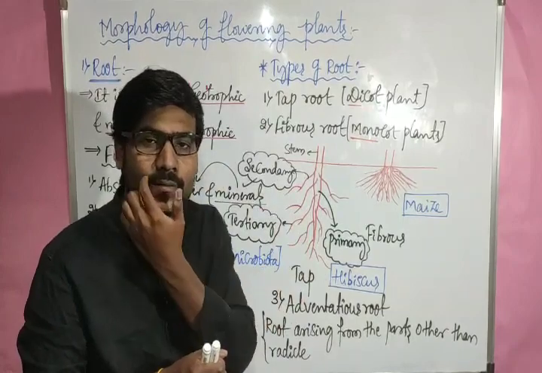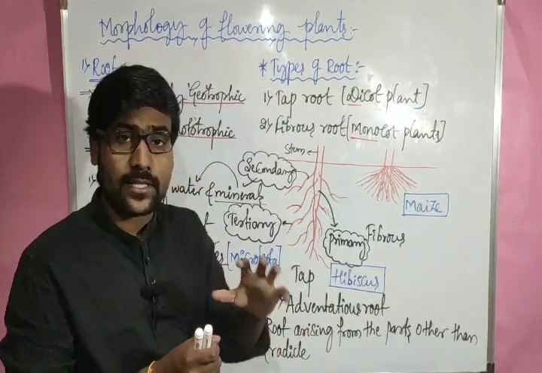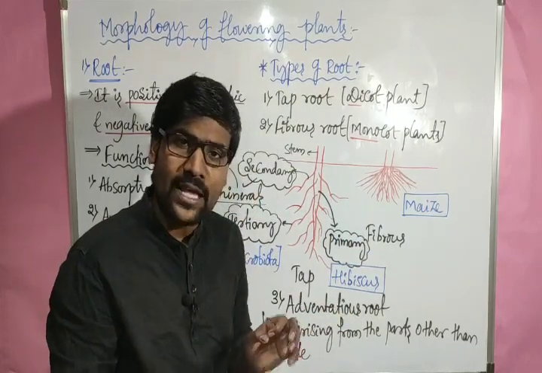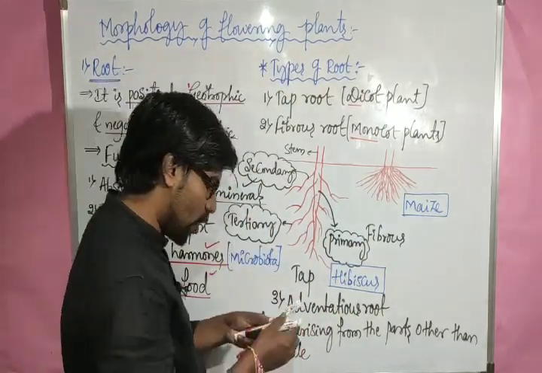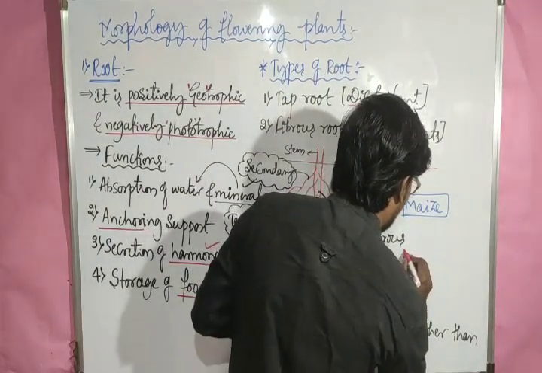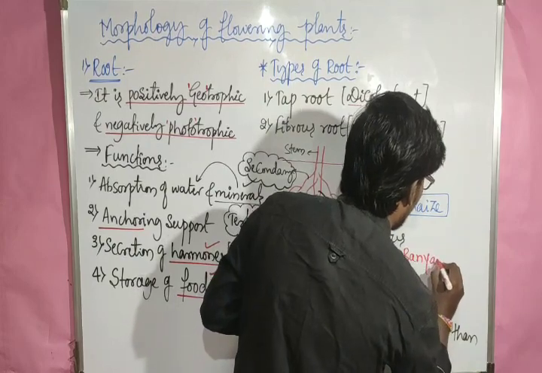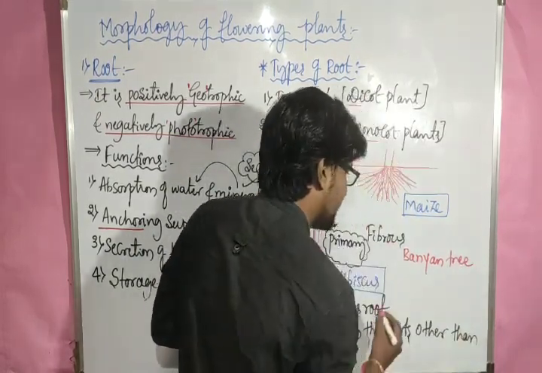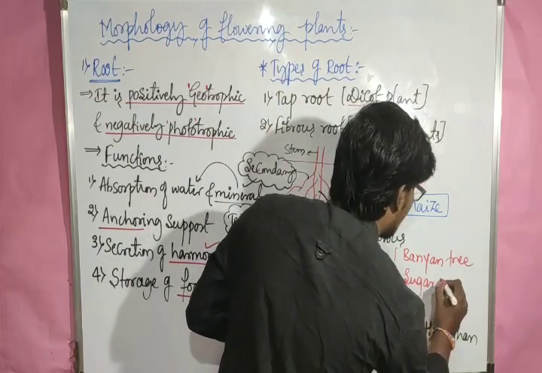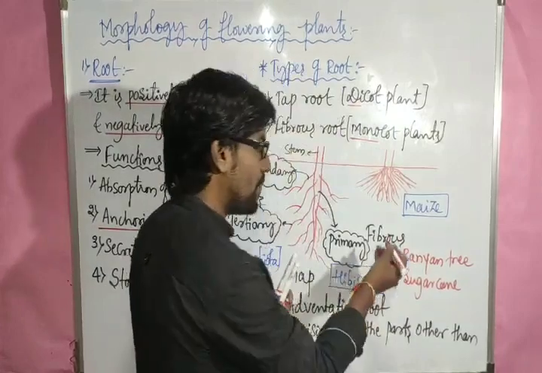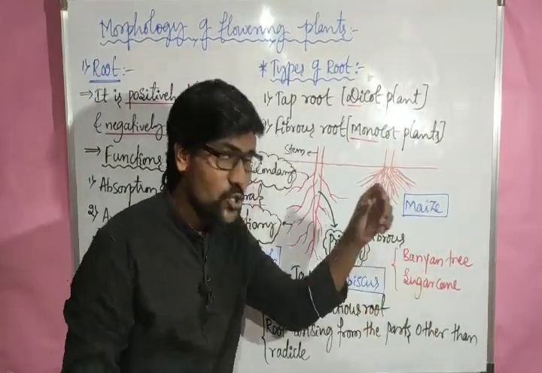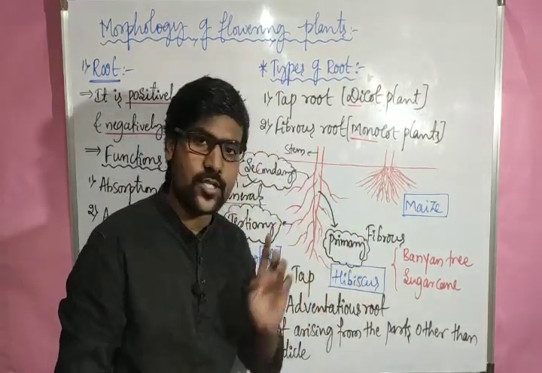So this kind of adventitious roots we can observe, that means their function will be a little bit different. This kind of root function will be different. Such kind of roots we can majorly observe in the case of banyan tree and sugar cane. In the case of these two plants, we can observe the adventitious root.